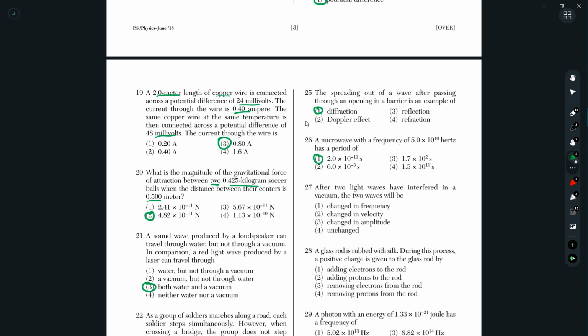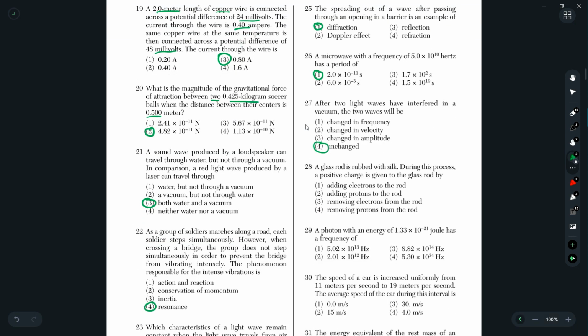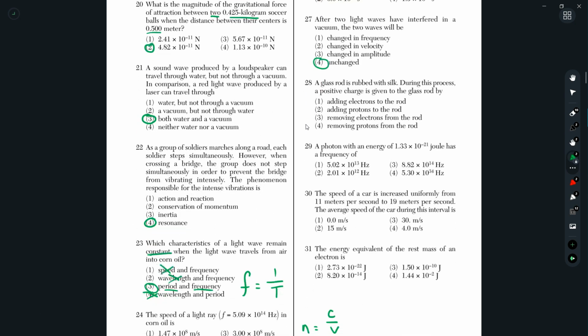After two light waves have interfered, the two waves will be unchanged. They interfere with each other, and they very briefly interact with each other. After they interfere, they just carry on their merry way, and they do nothing else.